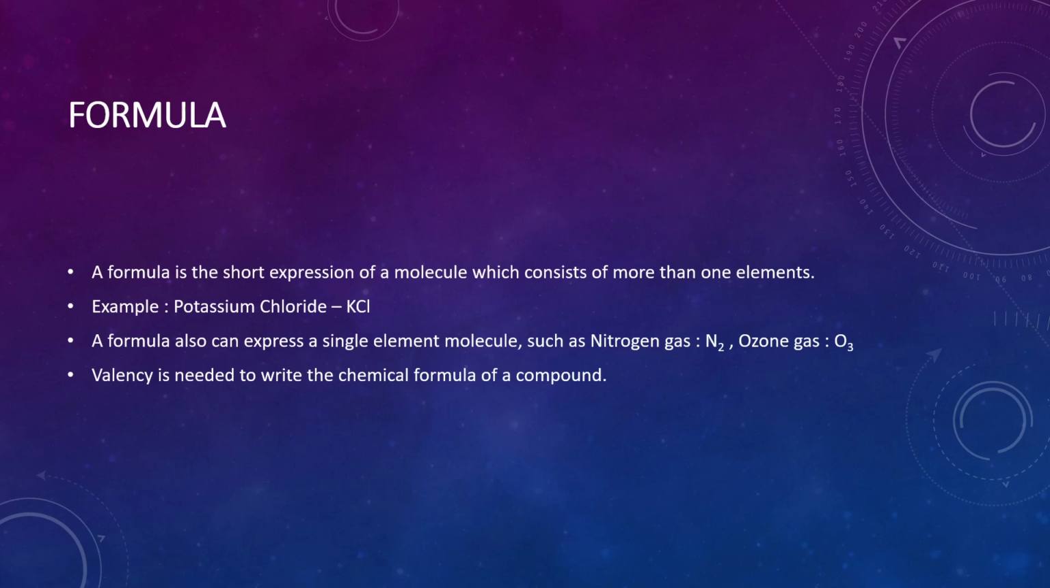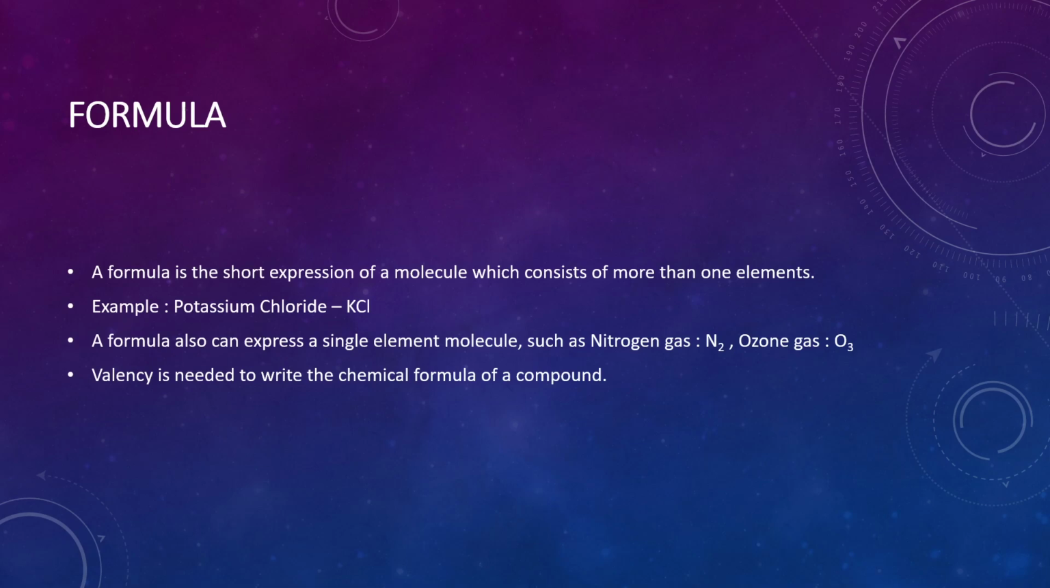So a formula is the short expression of a molecule which consists of more than one element. For example, potassium chloride, KCl, or sodium carbonate, Na2CO3. It can be sodium chloride, NaCl. A formula can also express a single element molecule, such as nitrogen, a diatomic gas. Ozone gas is triatomic, O3. Oxygen gas is expressed as O2.